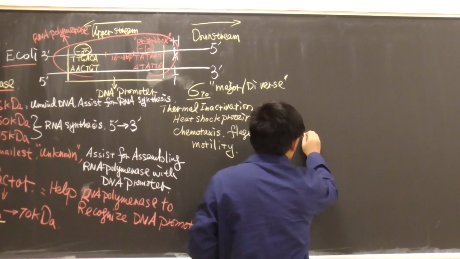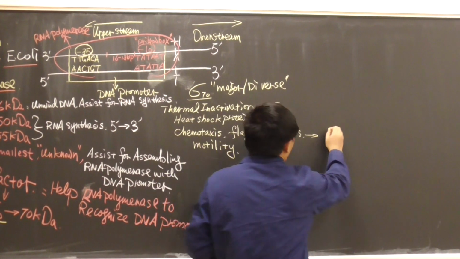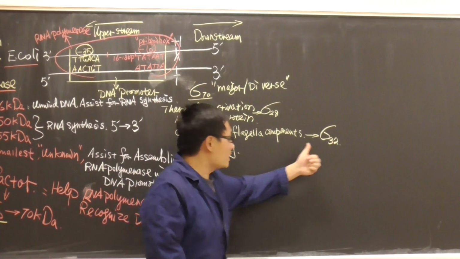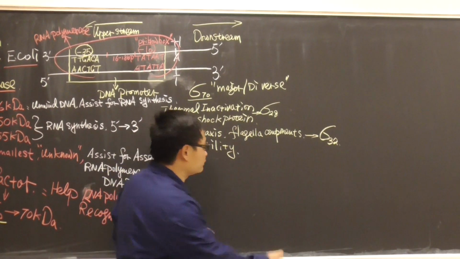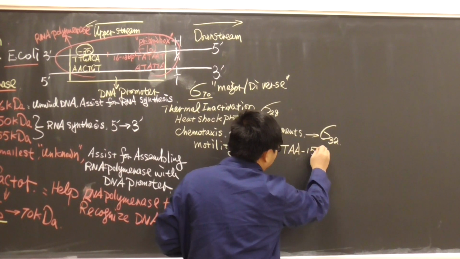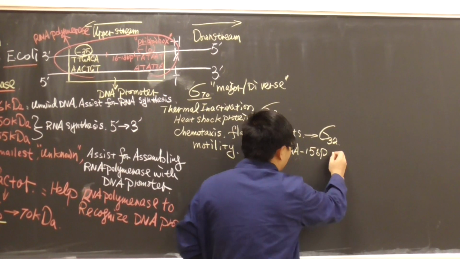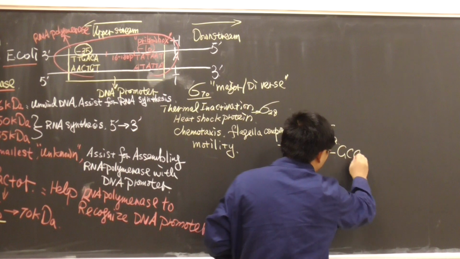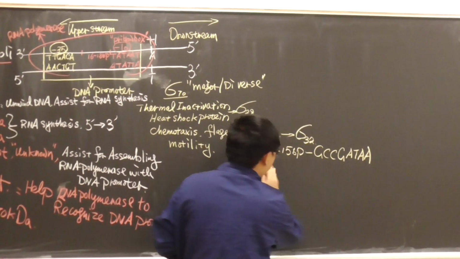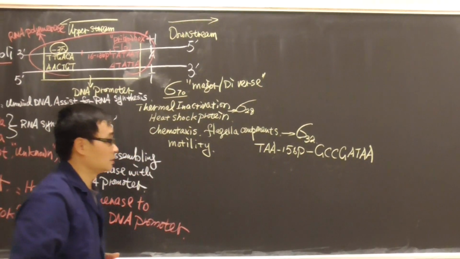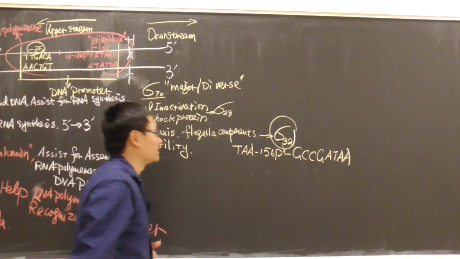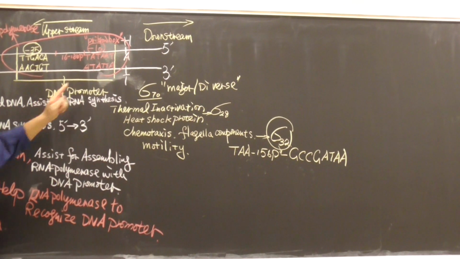This will be responsible is sigma 32. Now I still remember the sigma 32 conserved sequence is TAA, about 15 base pairs distance. Then you have a GCCGATAA. That is going to be the promoter. The conserved sequence the sigma 38 will recognize, they will not recognize this one.